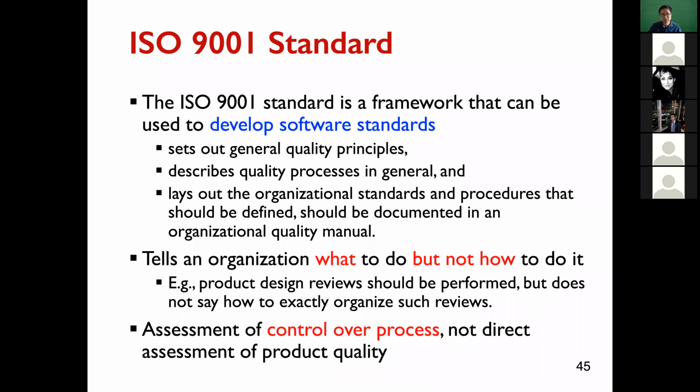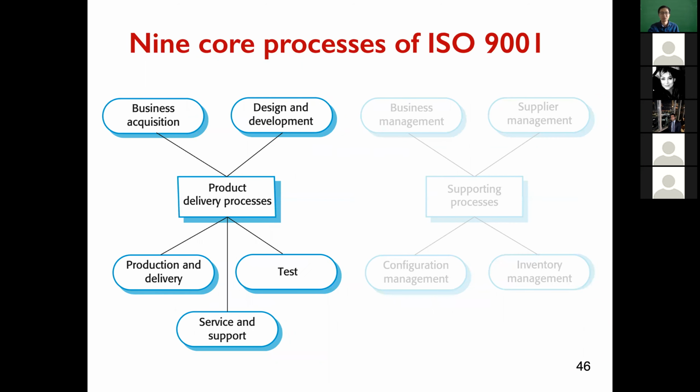Okay, let's look at what the contents of this standard are. The content of this standard can be divided into two parts. The first part is the product delivery process. It's about how we build our system and how we deliver our system. For example, it includes the standard for testing. You need to test your system, and you need to support your system. And you need to follow some process to design and develop your system. That's the product delivery process. So it tells what you should do, but not how to do it.